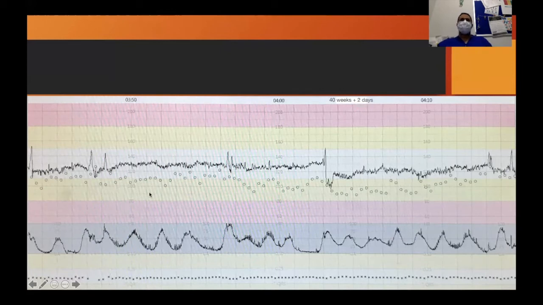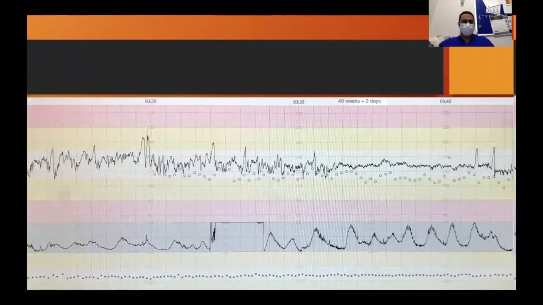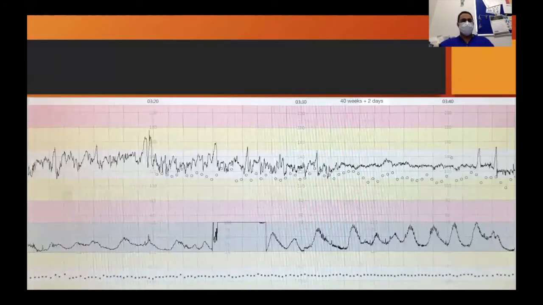Okay, why do you think that happened? I'm not sure. Okay, can anyone explain? Well, it's like baby cycling, and you've got a bit of reduced variability compared to what you had before. But yeah, it looks like baby cycling.